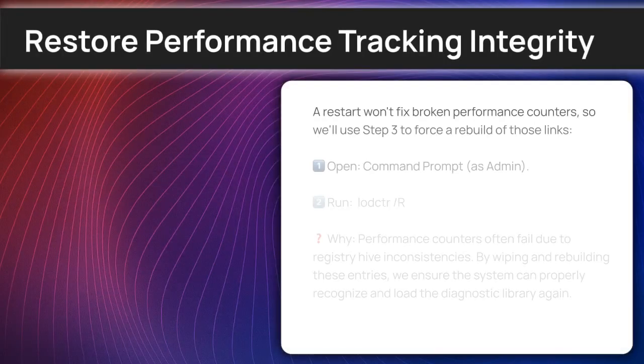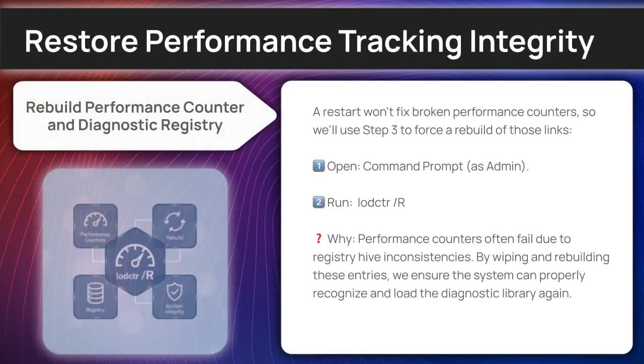If that didn't clear the error, follow these instructions to modify your system paths. If you need to pause the video to type these out, please do so. A restart won't fix broken performance counters, so we'll use step 3 to force a rebuild of those links. First, open command prompt as admin. Second, you're going to type lodctr /r, then hit enter. Why are we doing this?